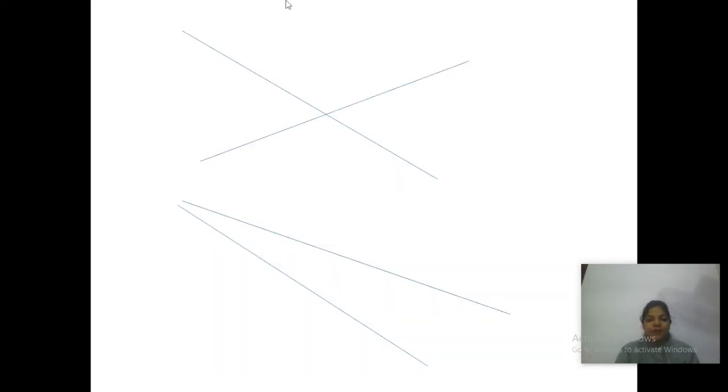You can see here there are two lines. They are intersecting each other at this point, right students? And in this you can see there are two lines but they are not intersecting each other. But students, see one thing, if I extend these two lines, they will meet at another point and they will intersect each other. So I hope, is it clear to all of you?